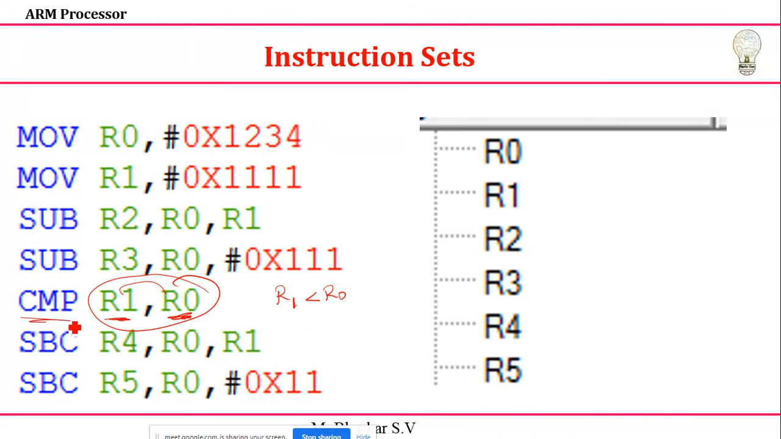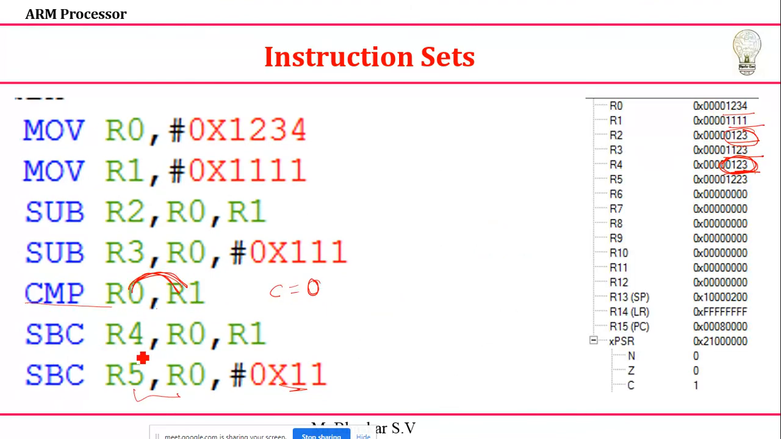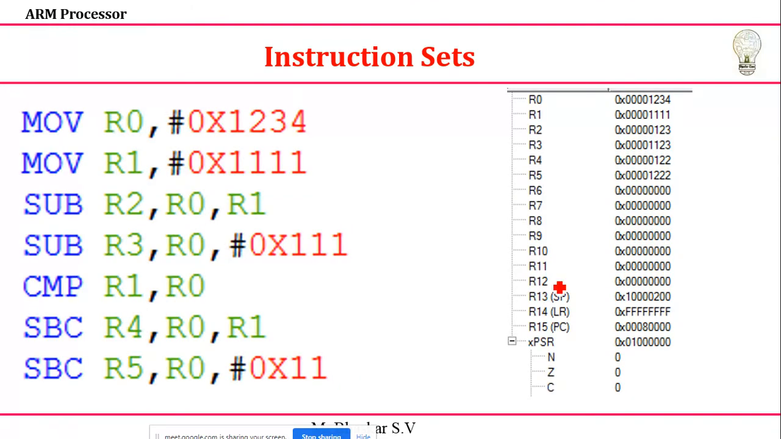And you already know the compare operation. R1 value is less than R0, so the C value is equal to 0. If it is 0, definitely my result will be changed, right? Previously, remember, the result was 1, 2, 3. Now you can see the result will be 1, 2. Here it will be reduced and here also it will be reduced. A normal subtraction is not an issue. If C value is equal to 0, then the result will be reduced by 1, minus 1 and minus 1.